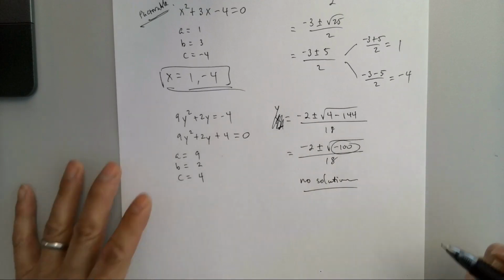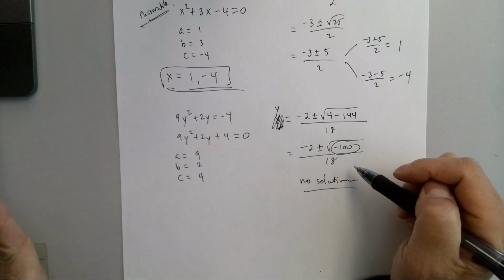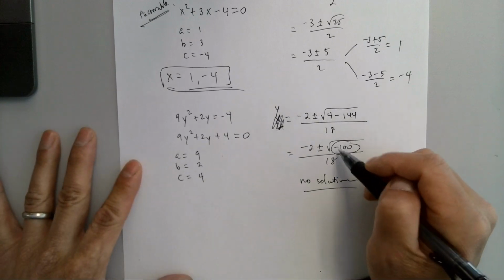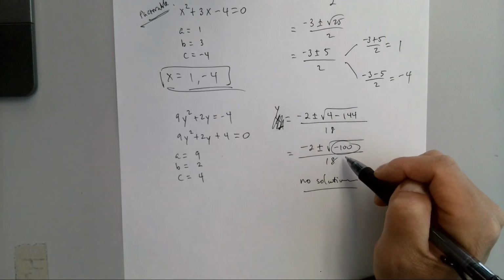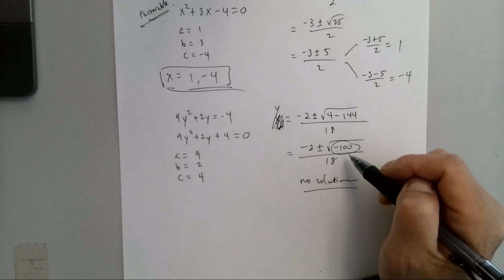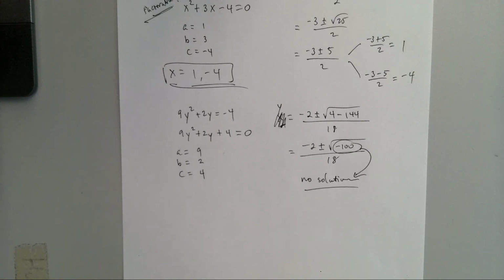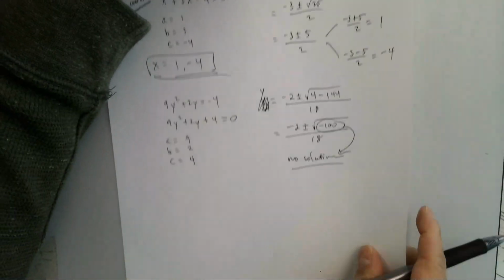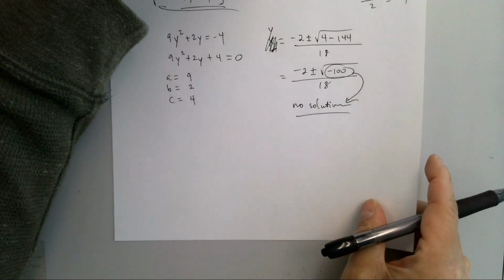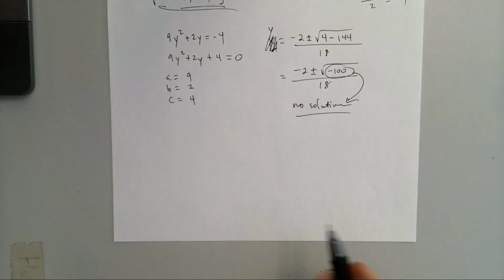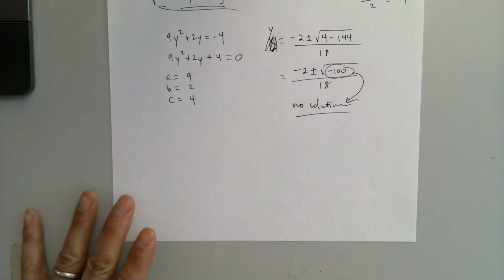So the thing to remember here is whenever you get a negative number inside the rad, you don't have to proceed any further. You know that because of that, there is no solution. So no solution, but the good news is you're done. So you can move on.